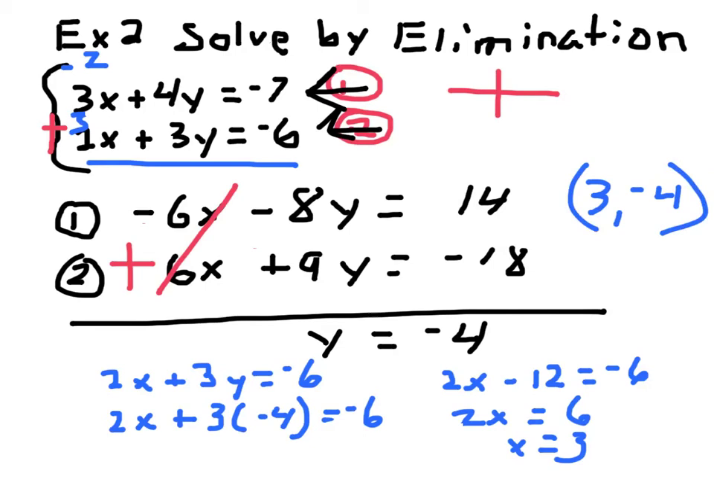And again, this is only one way of doing this. There's unlimited ways. For example, I could have tried to eliminate the y's. I could have multiplied this top equation by, for example, 3 to give me 12y. And then I could have multiplied the bottom equation by a negative 4 to give me a negative 12y. And then my y's would have canceled out.